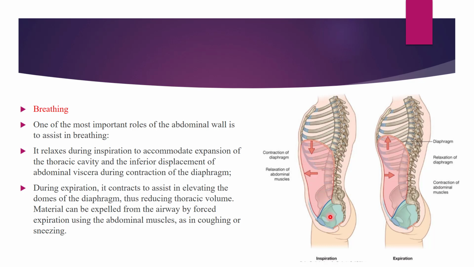So what will happen in inspiration? Number one, there is relaxation of the abdominal muscles, expansion of the thoracic cavity, contraction of the diaphragm so it comes downward, and there is inferior displacement of the abdominal viscera. But in expiration, what will happen? The abdominal wall muscles will contract. When they contract, they assist in elevating the dome of the diaphragm. The dome of the diaphragm will go above, and it will reduce the thoracic volume. So materials can be expelled from the airway by forced expiration using the abdominal muscles, such as in coughing and sneezing.